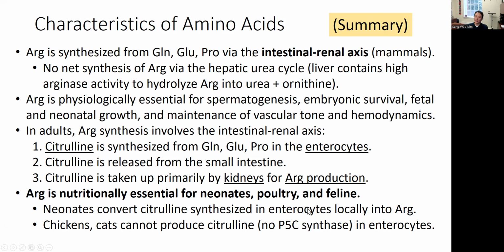But in the case of neonates, poultry, and felines, arginine becomes essential because neonates don't have efficient production of arginine. And the same for chickens and cats, they are lacking specific enzymes for the production of citrulline in the small intestine. Okay. Again, this is a summary. We'll also spend time learning about arginine later in this semester.